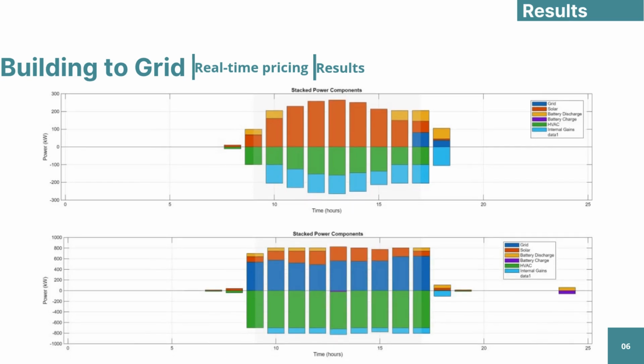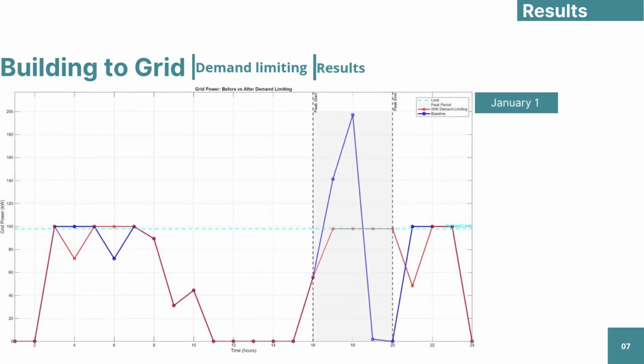Now, to look at the results after optimization, this first graph shows real-time pricing. You can see how the daily energy cost drops as the system avoids high price periods using solar PV and battery power, shown in orange, to cover most of the building's needs. Next, in the demand limiting case, the peak demand that originally reached around 200 kilowatts is now capped to about 95, successfully shaving the peak load.